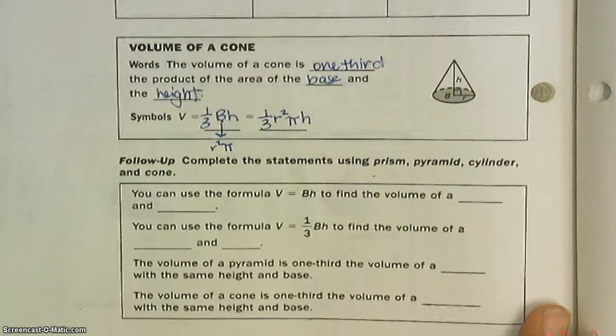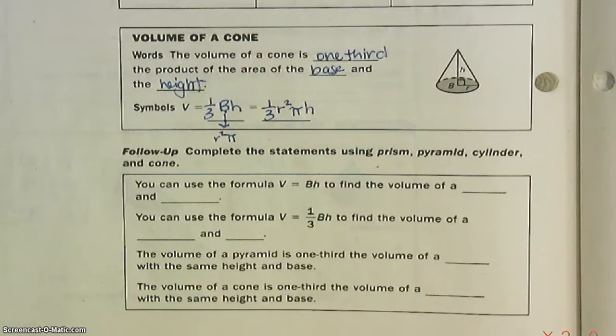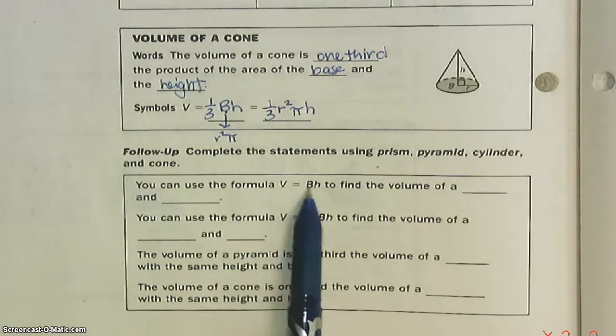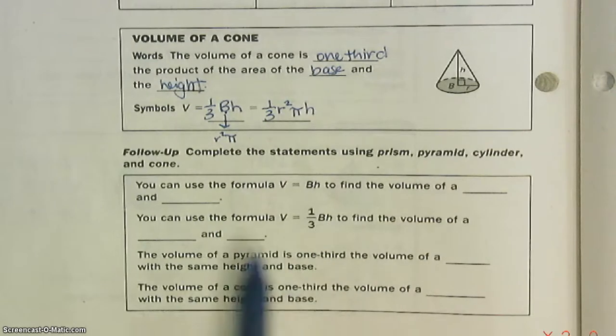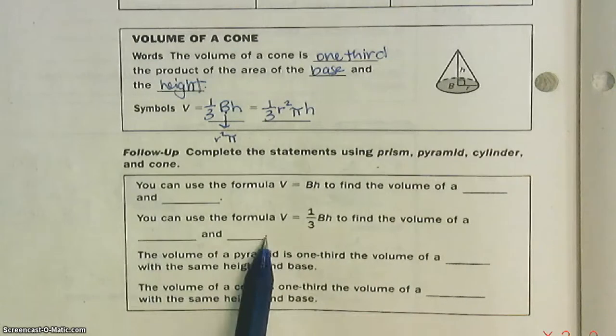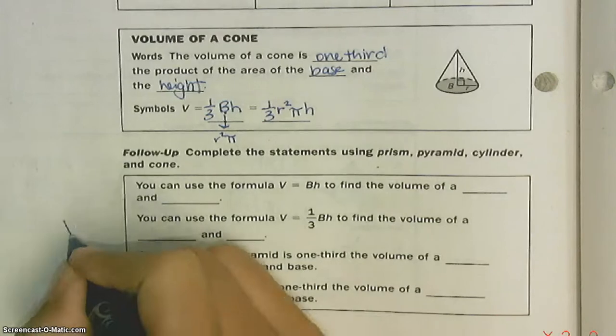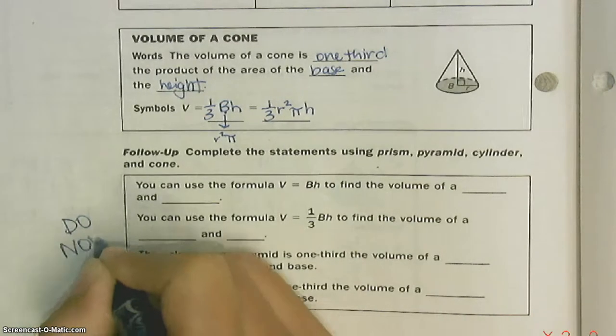Complete the statement using prism, pyramid, cylinder, and cone. All right, so volume equals area of base times height is for what two solids? And we do 1/3 for which two? All right, I want you to do this whole thing now.